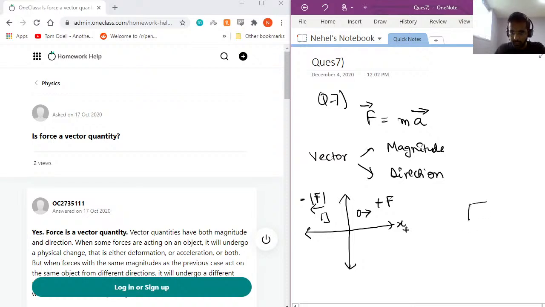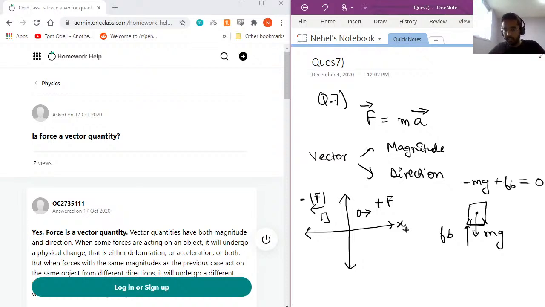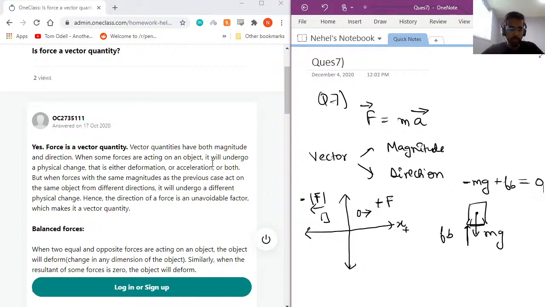Like we did in the example for the buoyant forces, we might have mg acting downwards on a body, but we have an equal and opposing buoyant force acting on the body as well. While mg is negative because it's in the negative y direction, the buoyant force is positive, and the sum is equal to 0 since they balance each other out. So yes, indeed, force is a vector quantity, and it has both a magnitude and a direction, and we need to be wary of the two. Vector quantities have both magnitude and direction.